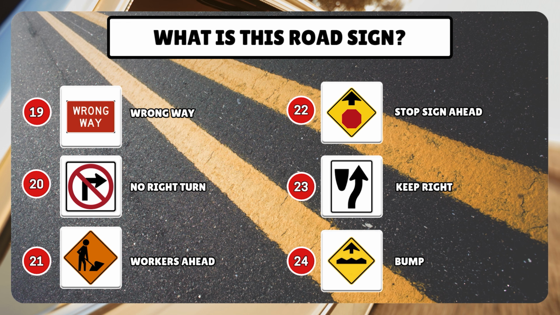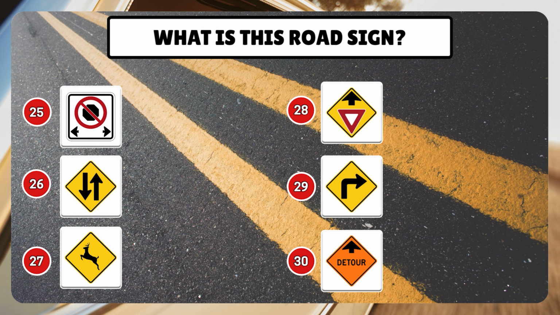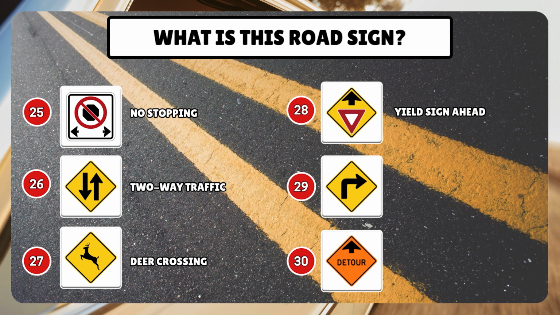That is a bump sign. Which road sign is shown? Nicely done. That is a no stopping sign. That is a two-way traffic sign. That is a deer crossing sign. That is a yield sign ahead sign.